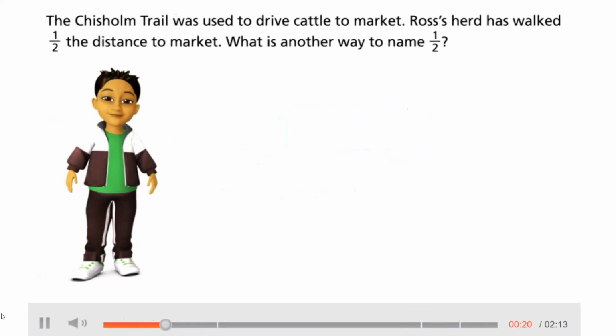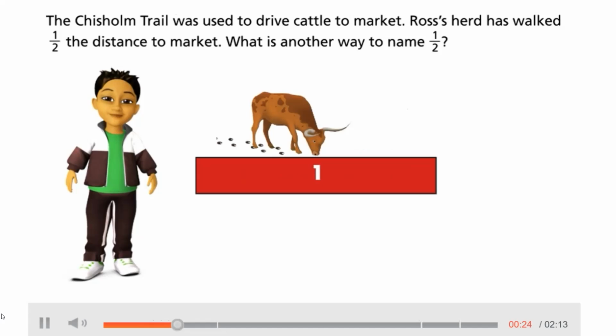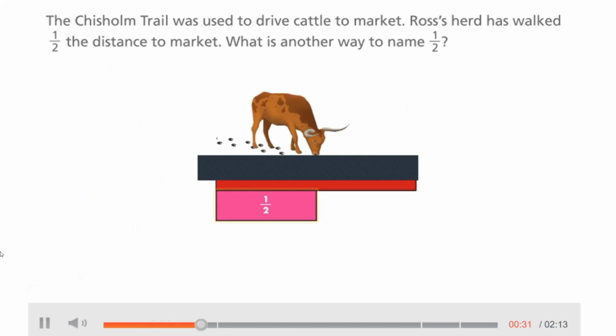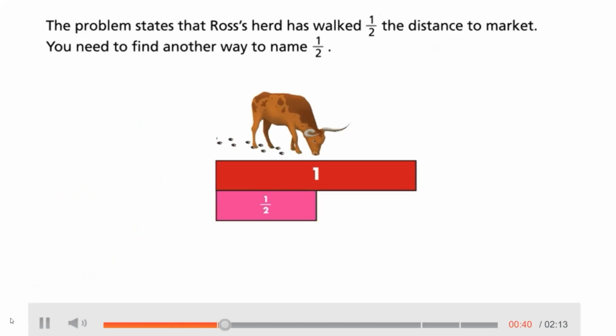The Chisholm Trail was used to drive cattle to market. Ross's herd has walked 1/2 the distance to market. What is another way to name 1/2? What information does the problem give? What do you need to find? The problem states that Ross's herd has walked 1/2 the distance to market. You need to find another way to name 1/2.